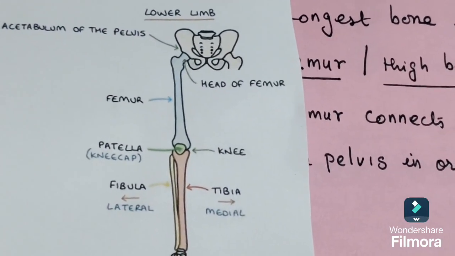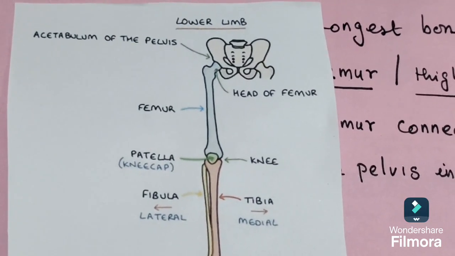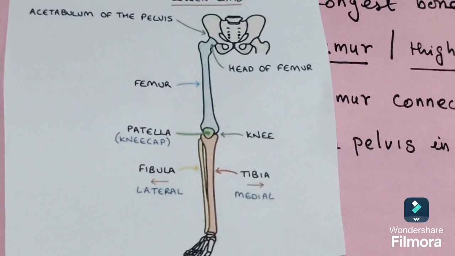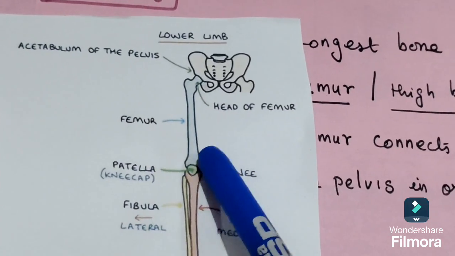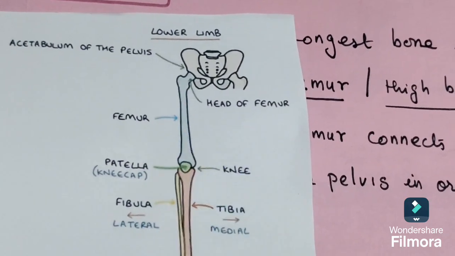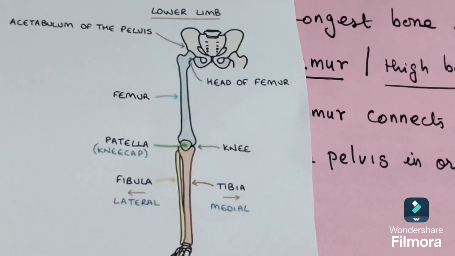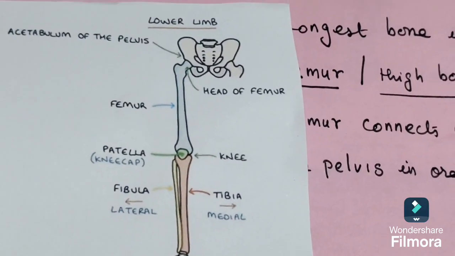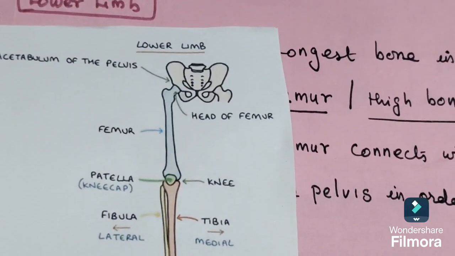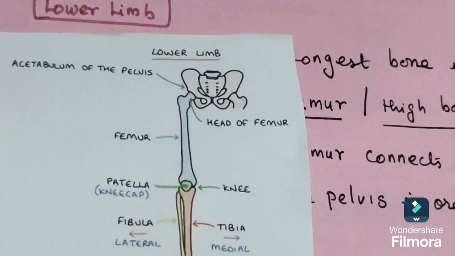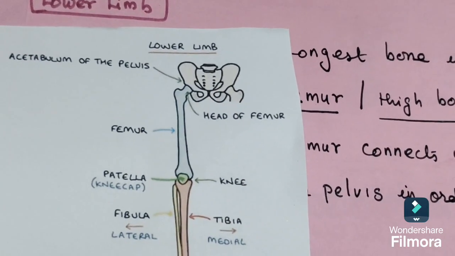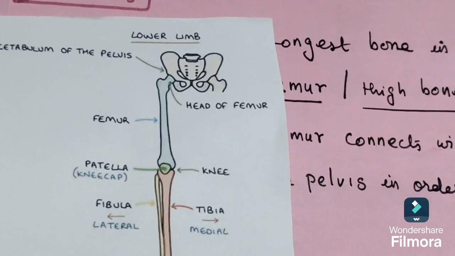Next, move on to the lower limb. The longest bone in the body is the femur, or thigh bone. The head of the femur connects to the acetabulum of the pelvis in order to form the hip joint.